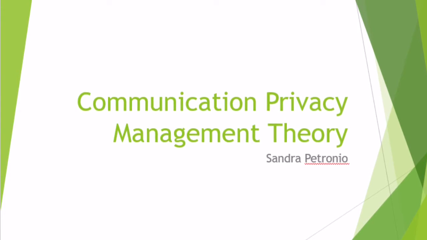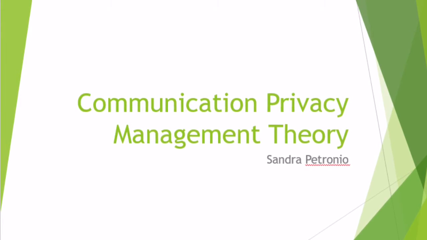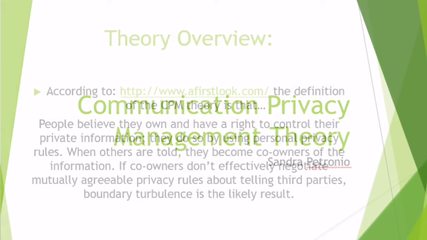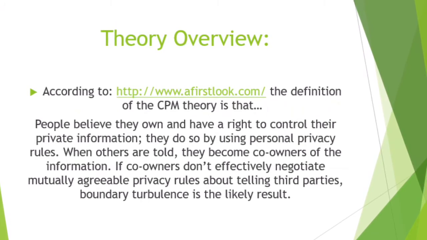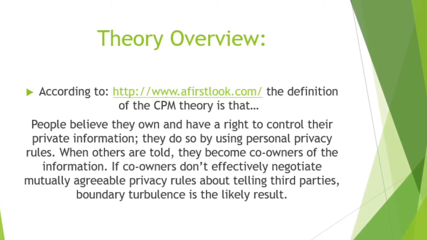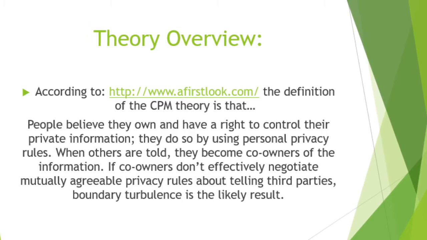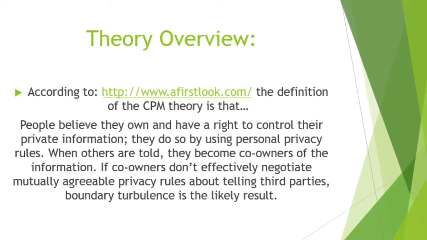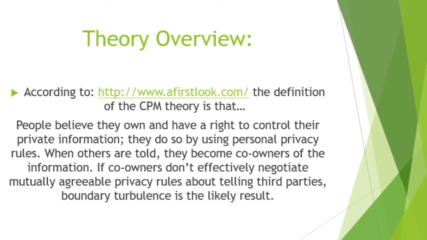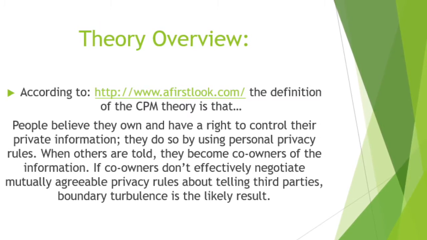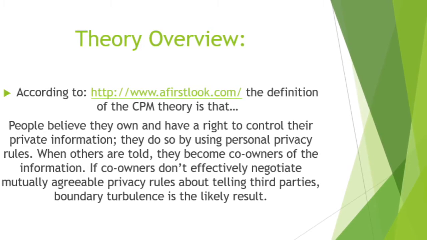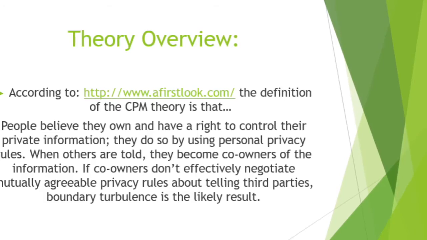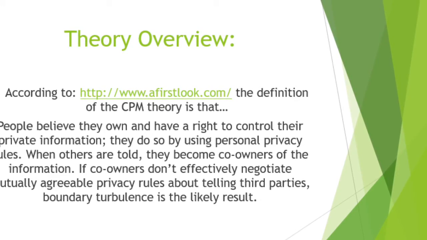According to the book, A First Look at Communication Theory, the CPM theory is when people believe they own and have a right to control their private information. They do so by using personal privacy rules. When others are told, they then become co-owners of that private information. If co-owners don't effectively negotiate mutually agreeable privacy rules about telling third parties, then boundary turbulence is likely to result.